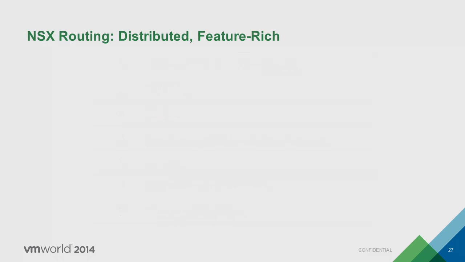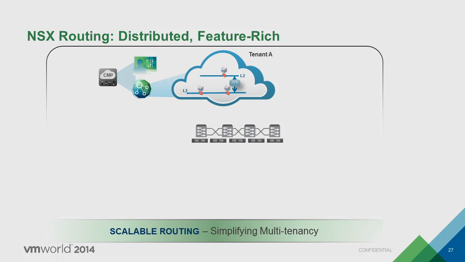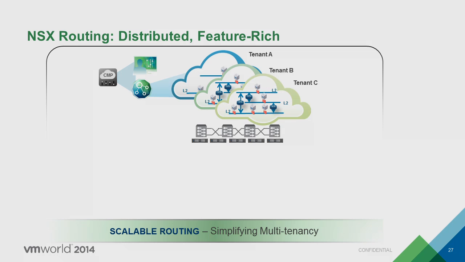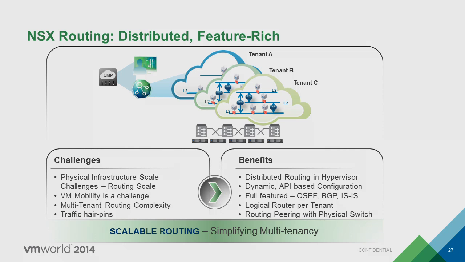Let's now go into routing. What I want to point out on the routing piece is one of the challenges we are trying to solve: how we can make routing simpler for this multi-tenancy routing environment. Whenever you have multi-tenancy, you may have overlapping IP addresses. You may have different routing capabilities required for each of the tenants. So the routing becomes very complex.